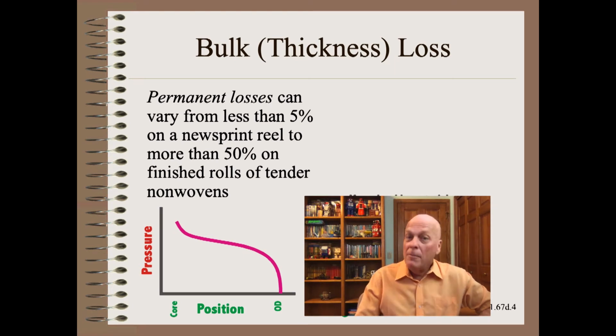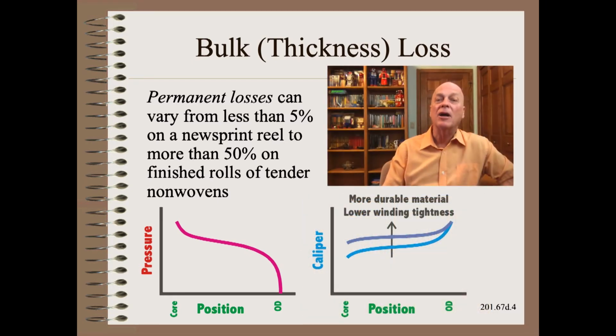You can have permanent losses in bulk or thickness that range from negligible to crushing. This is especially troublesome for products such as nonwovens, where bulk is desired for absorbent capacity as well as insulation. Worse yet, since the pressures are highest near the core and zero at the outside, the caliper coming off your customer's unwind will vary from crushed near the core to undamaged near the outside. In short, your web product is unevenly crushed.